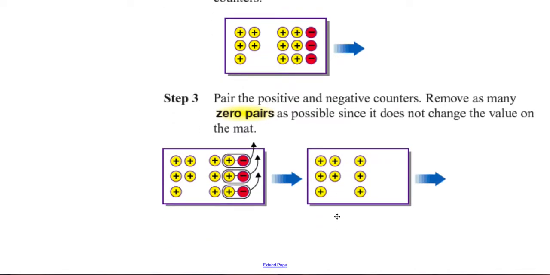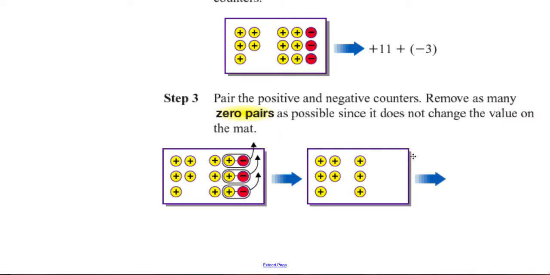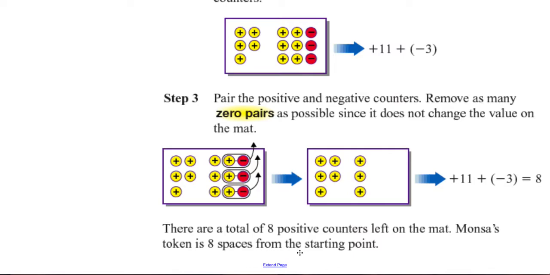So in what we did, we forgot to do this. So this now becomes positive 11 plus negative 3, and taking out the 0 counters, now you're left with 8. So positive 11 plus negative 3 is equal to 8. Okay, so there are a total of 8 positive counters left on the mat. Monza's token is 8 spaces from the starting point.